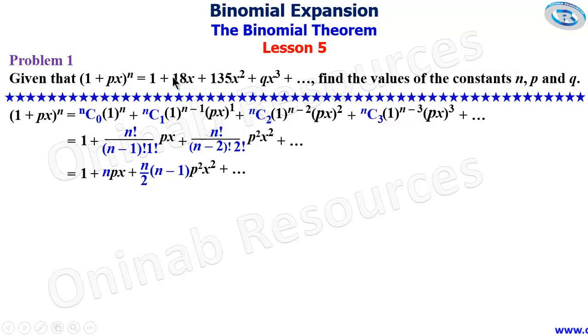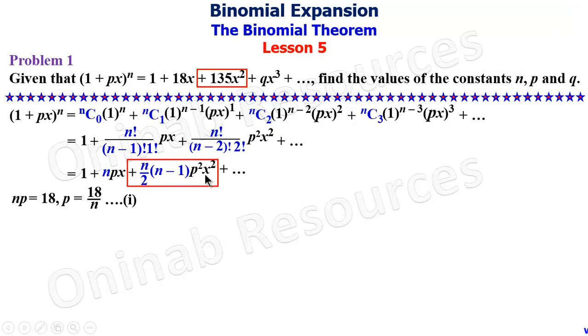You discover that 18x is corresponding to npx, that is the coefficient of x, which means np is equal to 18, since the coefficient of x is 18 here and the coefficient of x here is np. So we now have p is equal to 18 over n, we call that one equation 1. Then we go for the term in x squared. So these are the terms in x squared.